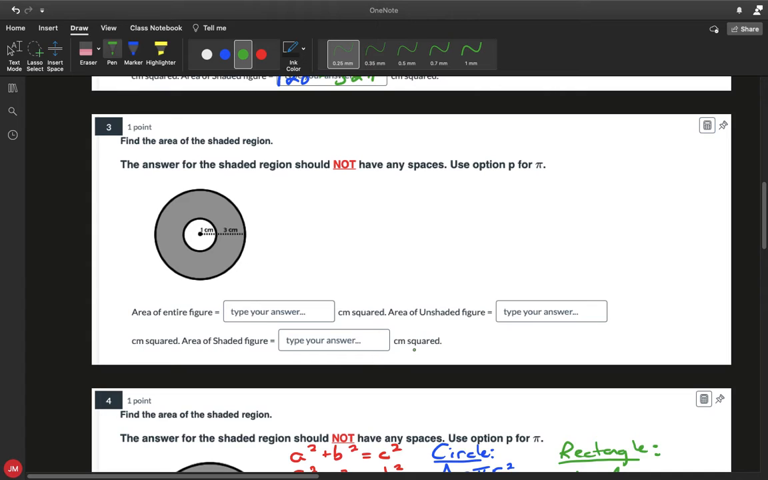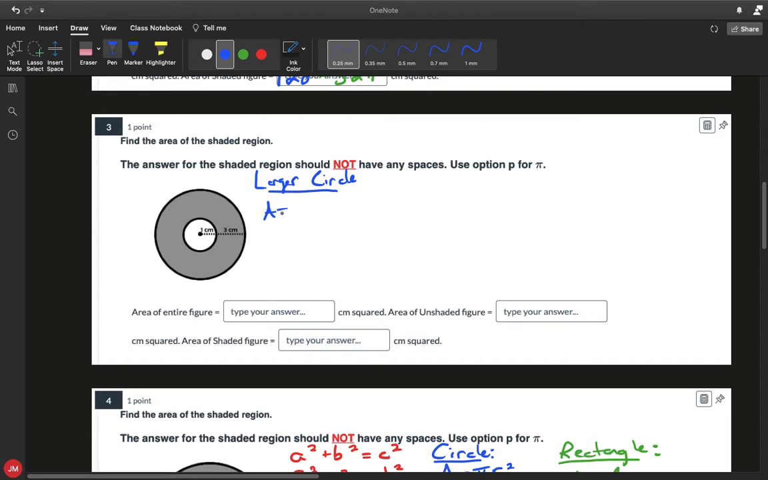All right, so let's go down and take a look at number 3. So on number 3, the area for the shaded region is what we're looking for. This time we're dealing with two circles. So let's go ahead and find the area for the larger circle first, and then we'll find the area for the smaller circle, and then we will do our subtraction.